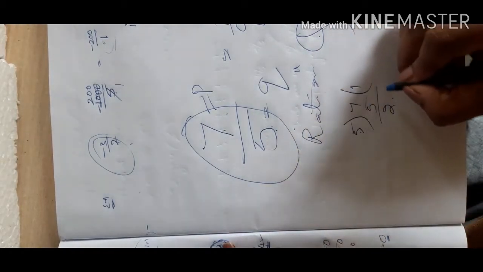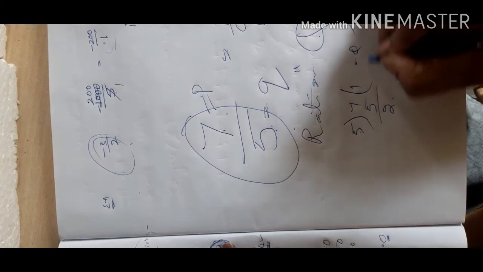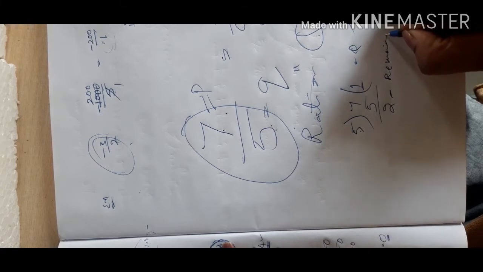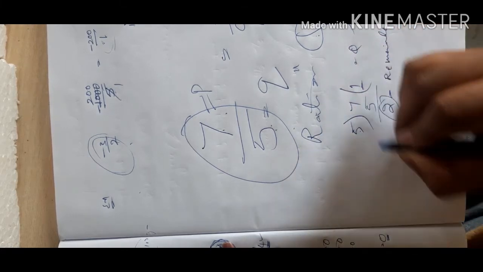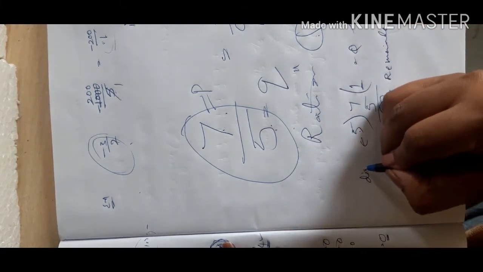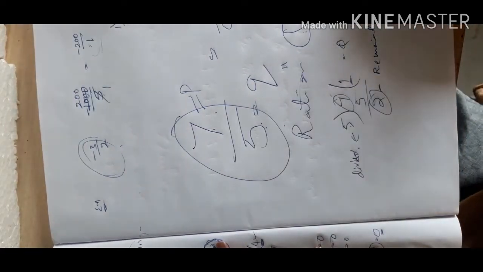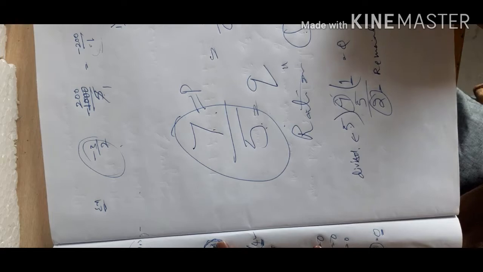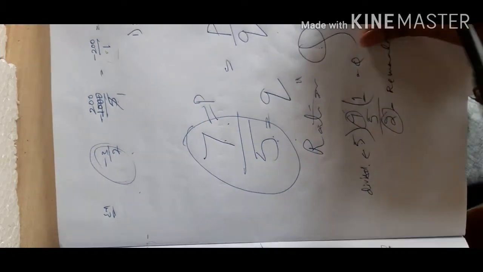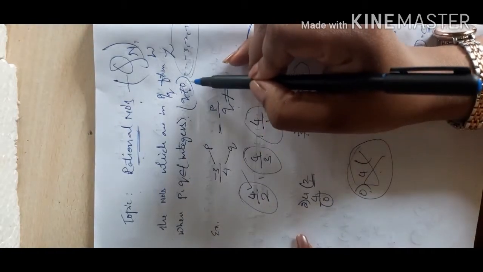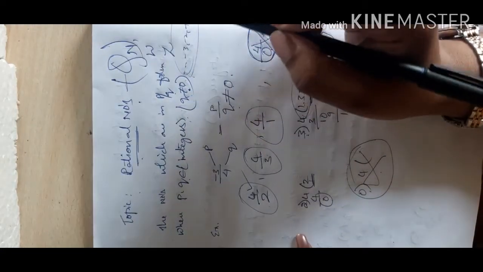So what is the quotient? Here the quotient is 1, remainder is 2, divisor is 5, dividend is 7. Clear? Are you able to follow me or not? So rational numbers are nothing but the numbers which are in the form of p by q, where q is not equal to 0, are called rational numbers.